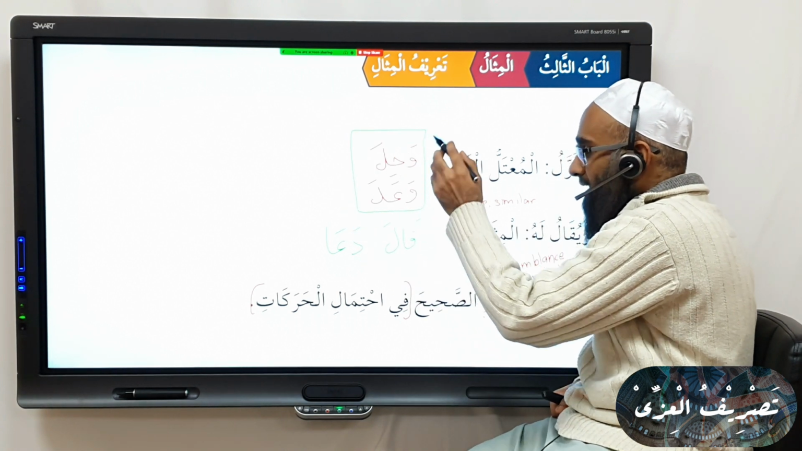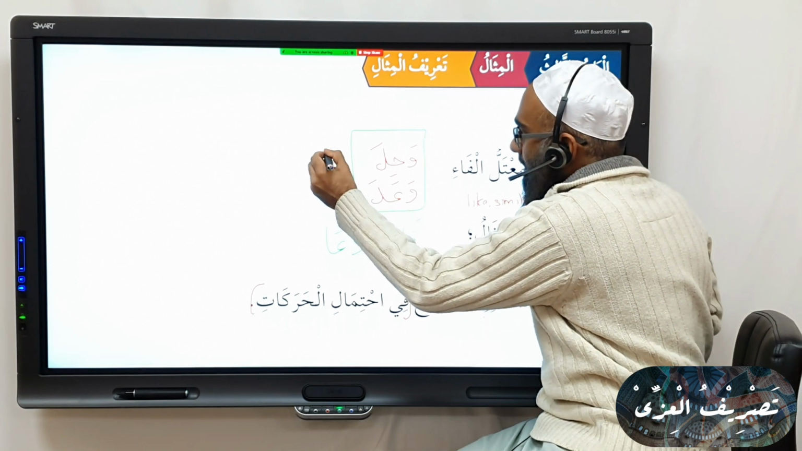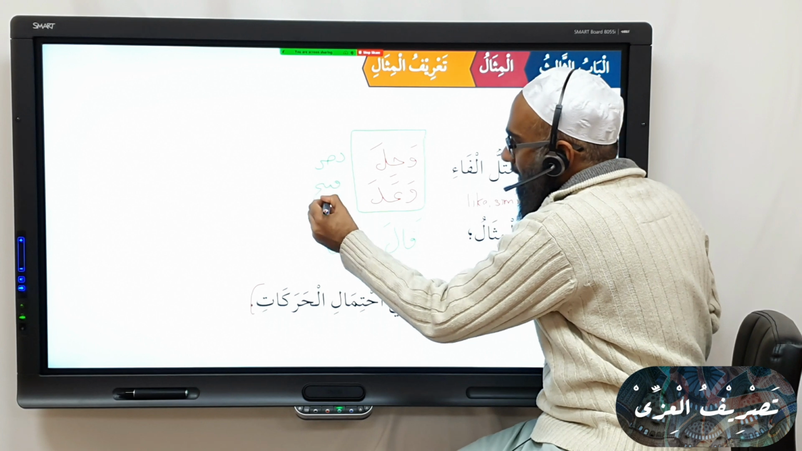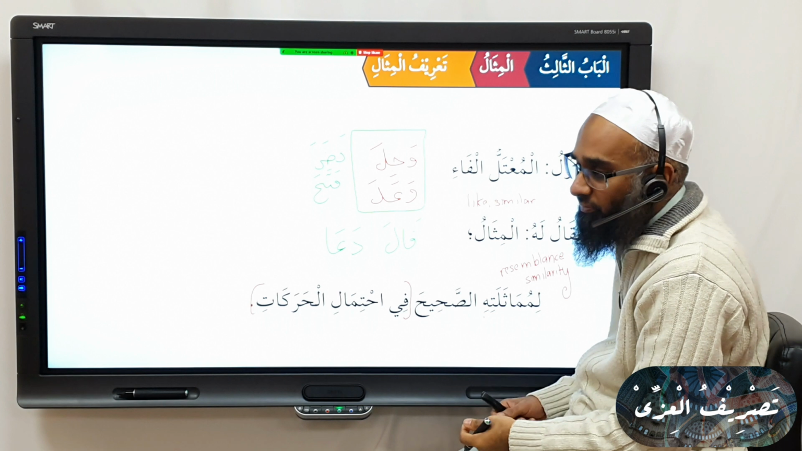But when you have a word mu'tallul fa'i, this becomes similar to what? Nasara, fataha. In nasara and fataha, what do all three letters have?